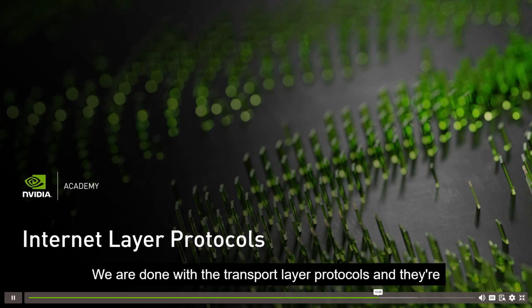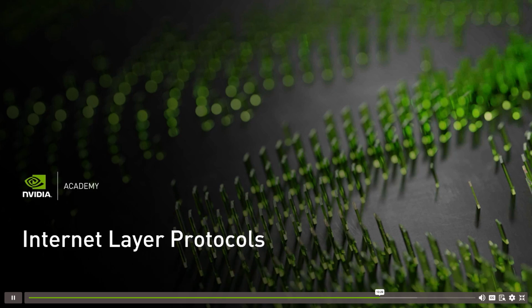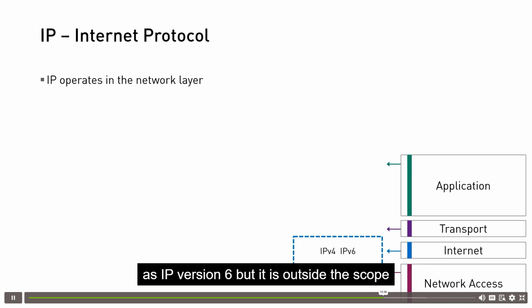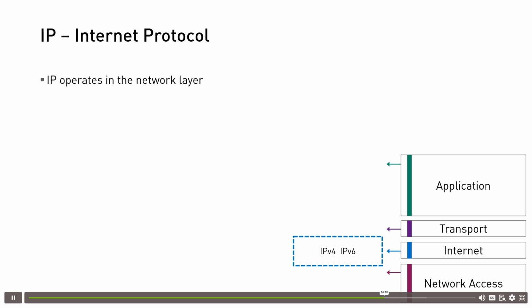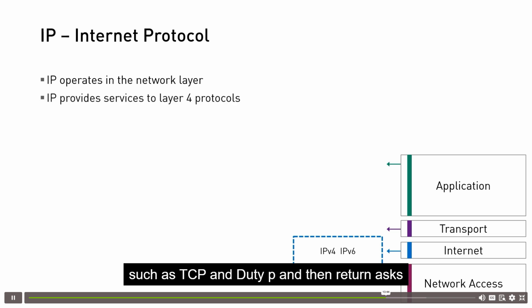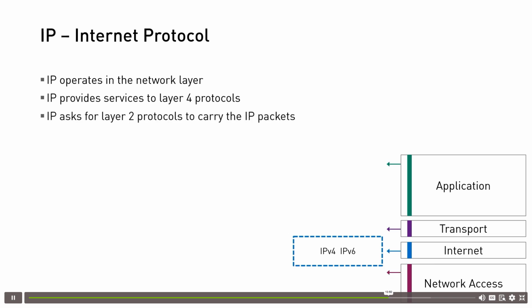We are done with the transport layer protocols and are now ready to move on to the internet layer. IP version 4 is a network layer protocol. There is another version of IP known as IP version 6, but it is outside the scope of this course. So IP provides network services to layer 4 protocols, such as TCP and UDP, and in return, asks layer 2 protocols to carry the packets over the physical medium.